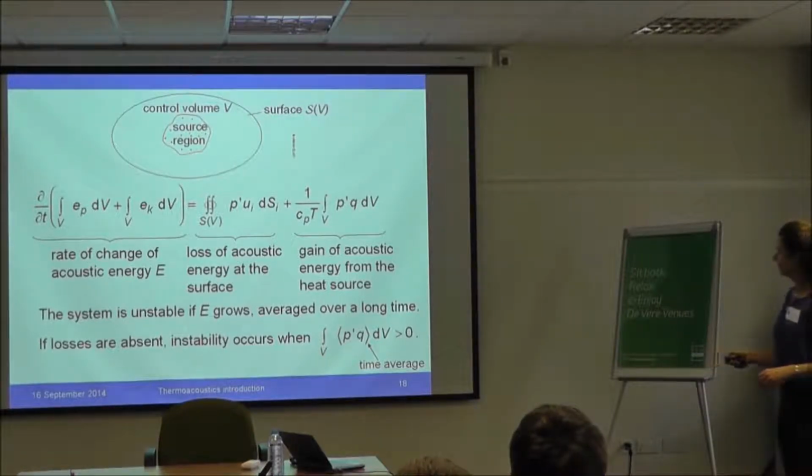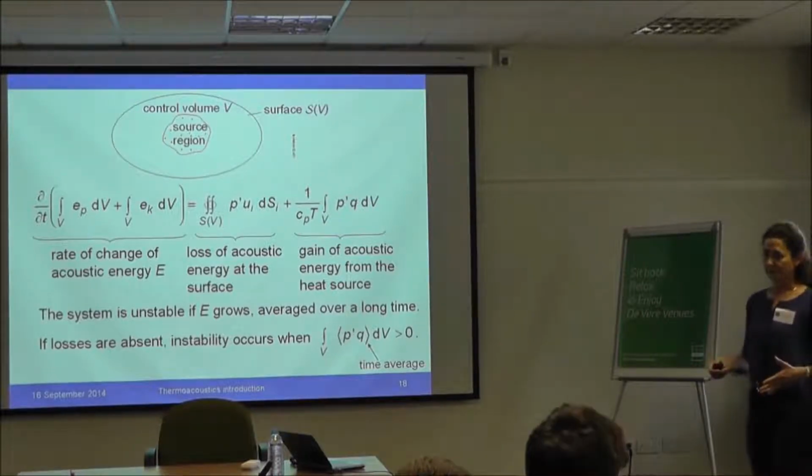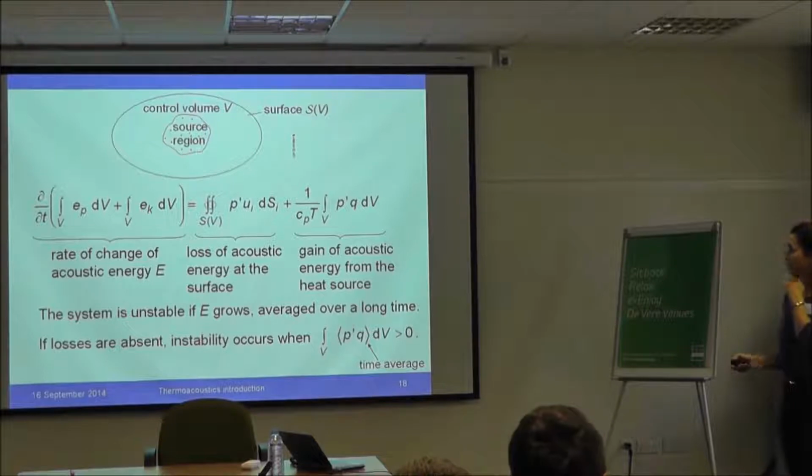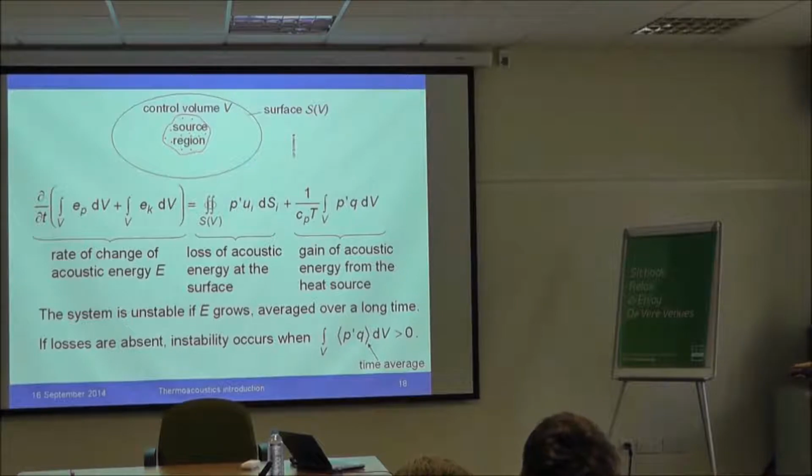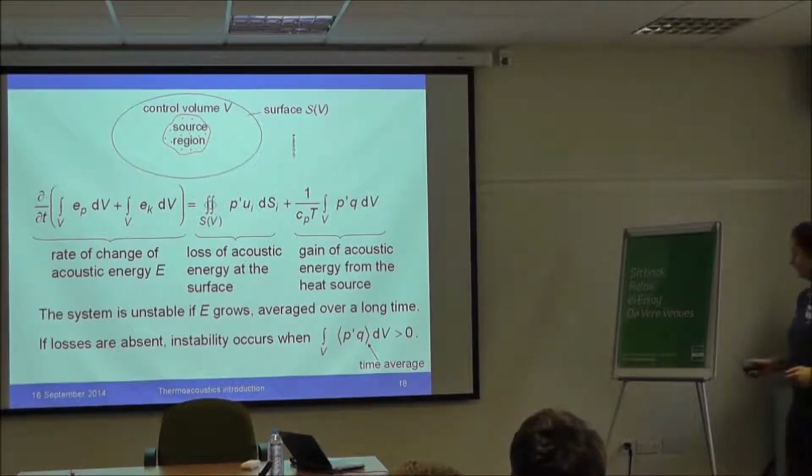Right. So this energy balance tells us that we have an instability if the energy keeps on growing in the long term or averaged over a long time. And if losses are absent, we can say that an instability occurs if this integral, where the product P times Q is taken as a time average, is greater than 0.